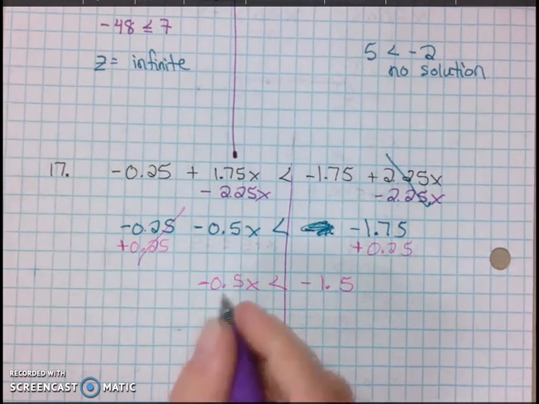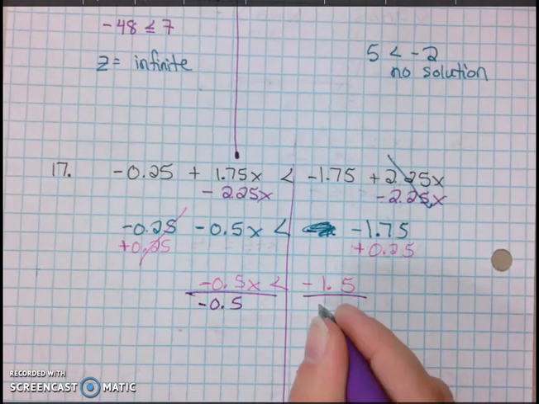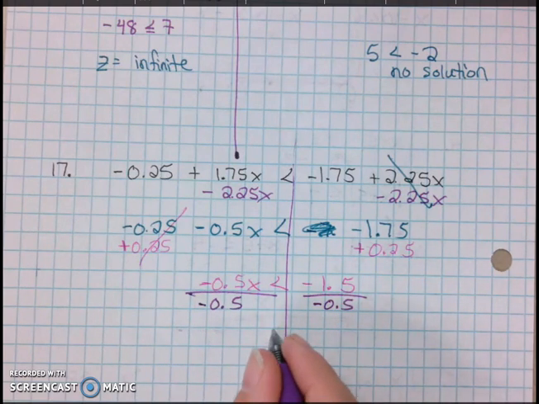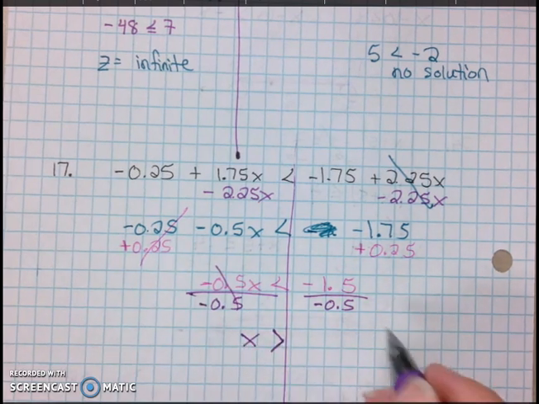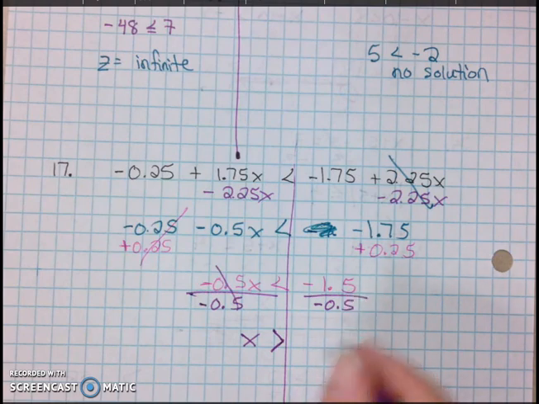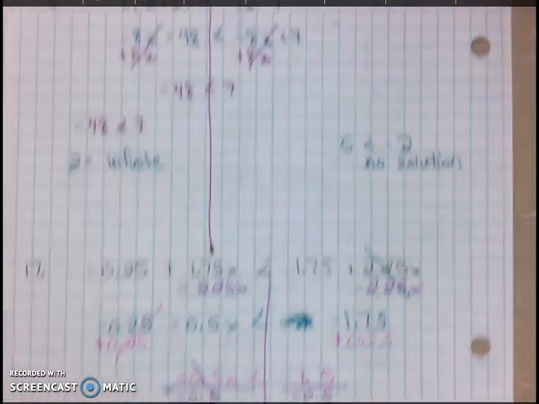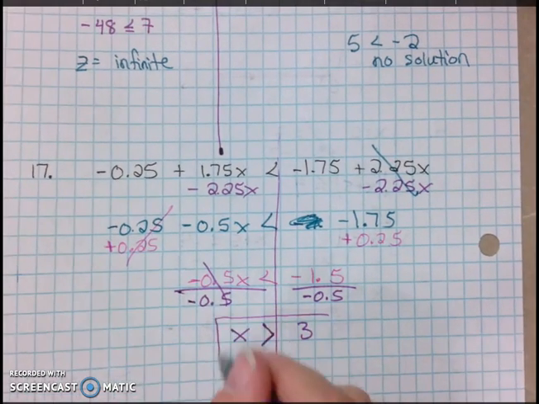Okay, now we're going to divide by negative 0.5, divide by negative 0.5. I divide by negative, so stop! Flip that sign. These cancel. And negative 1.5 divided by 0.5 is going to be 3, because 0.5 goes in 3 times. A negative divided by negative is a positive. And these are like the only two problems we didn't actually have to graph. Yay! So it doesn't say to graph, so it's just x is greater than 3.